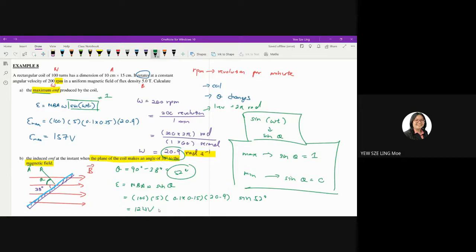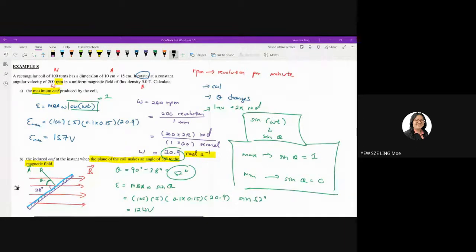So again, for these questions, what I wanted to emphasize is the diagram. Always sketch the diagram so that you can see what happens, so that you can see where the angle is that you want, and how to determine the angle needed to solve the question.